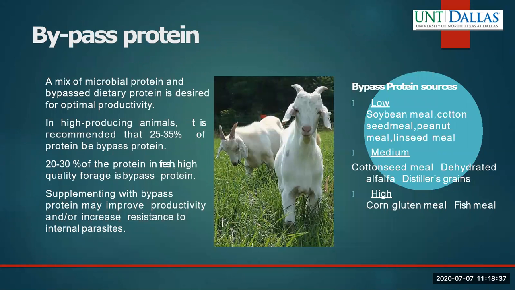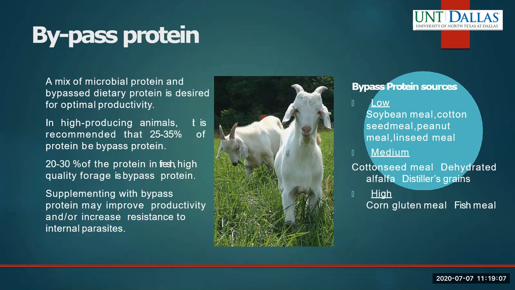The bypass protein is a mix of microbial protein and bypass dietary protein, which is desired for optimal productivity. In high producing animals, it's recommended that 25 to 30% of protein be bypass protein. 20 to 30% of the protein in fresh, high quality forage is bypass protein. So supplementing with bypass protein may improve productivity or increase resistance to certain internal parasites.